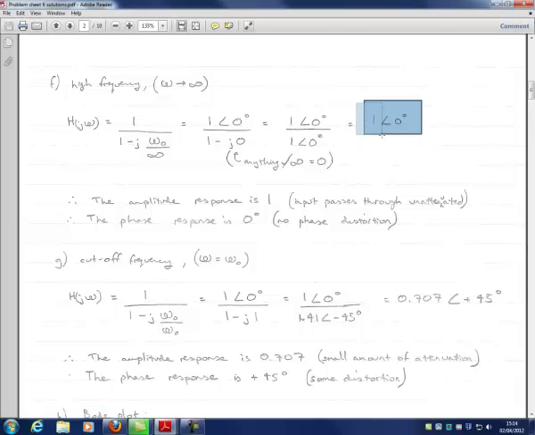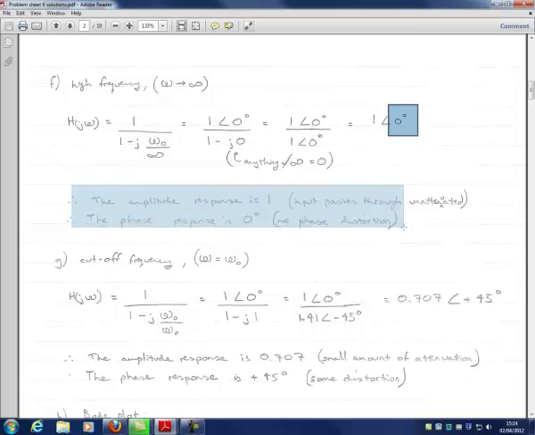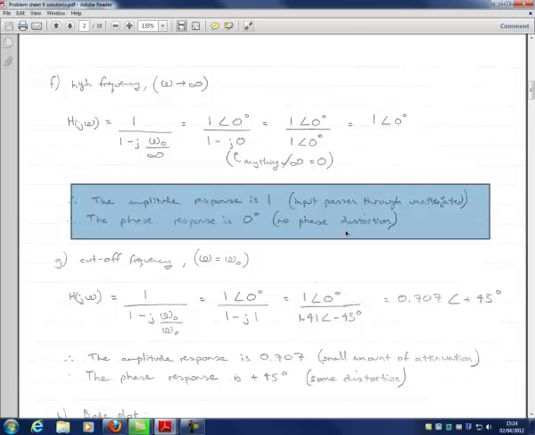So this is the amplitude and this is the phase response. So let's summarise this. The amplitude response is 1. What that means is the input passes through unattenuated, and the phase response is 0, so there's no phase distortion applied to that signal.